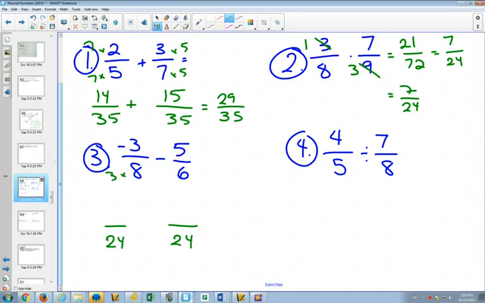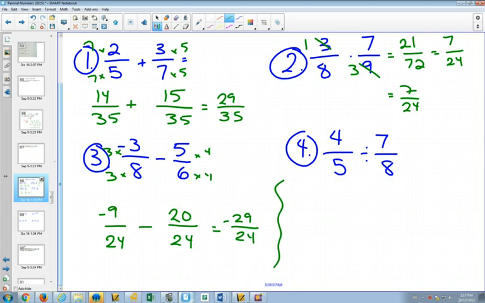So this one needs to be multiplied by 3 and by 3. That'll give us -9. And this one needs to be multiplied by 4 and 4. That will give us 20. And there's a subtraction sign in between. -9 minus 20 gives us -29 over 24. Since there's no number that divides 29 and 24, we are done.